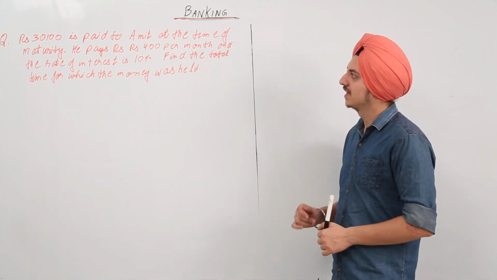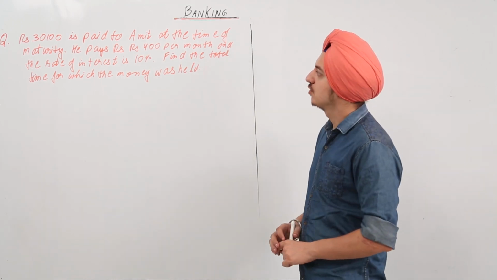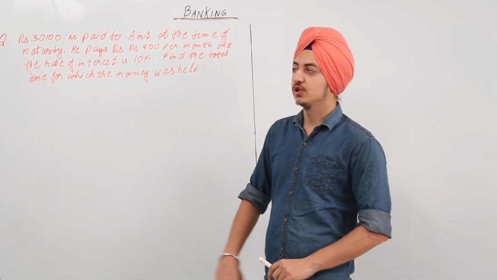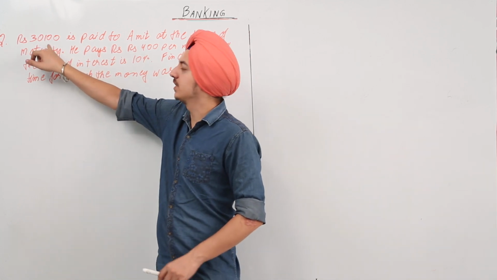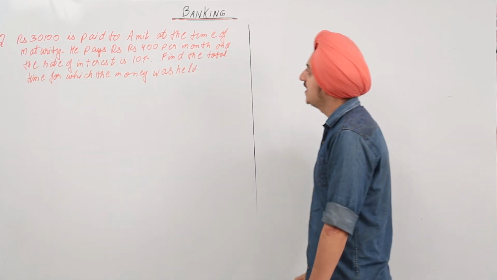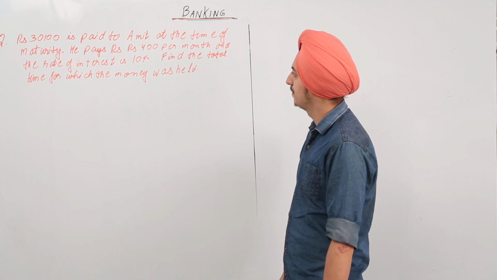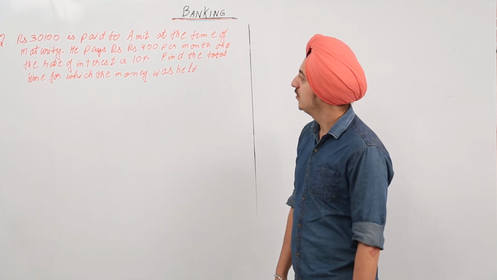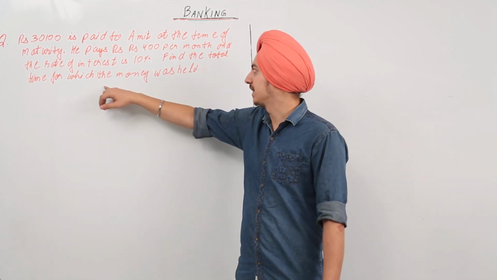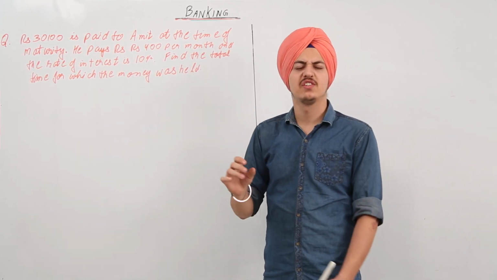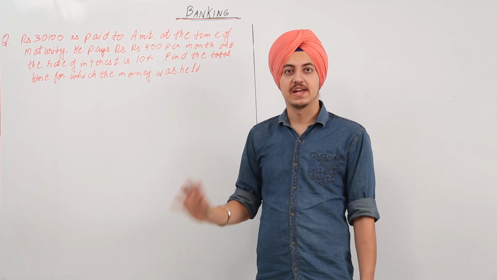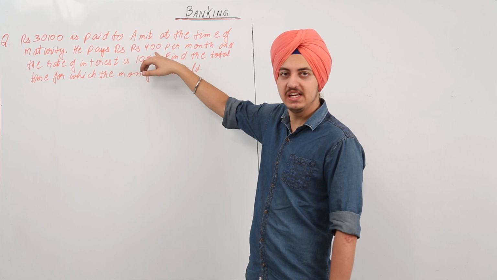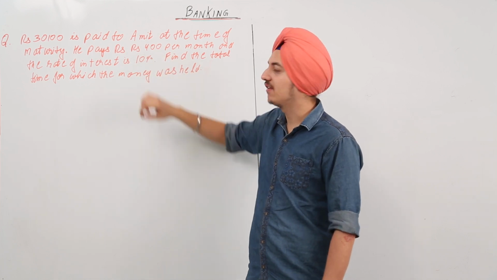Now we have a question that says rupees 30,100 is paid to Amit at the time of maturity. So rupees 30,100 is the maturity value. If he pays rupees 400 per month and the rate of interest is 10%, find the total time for which the money was held. So we have to calculate for how many months the money was held, and we have the maturity value, we have the P, that is the money paid every month, and we have R.